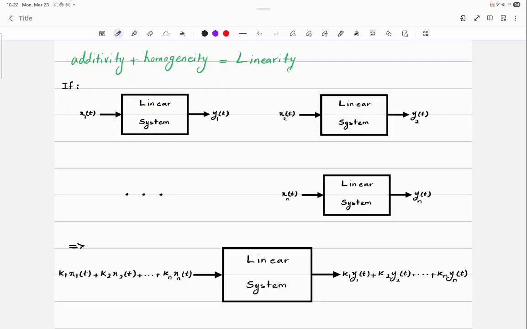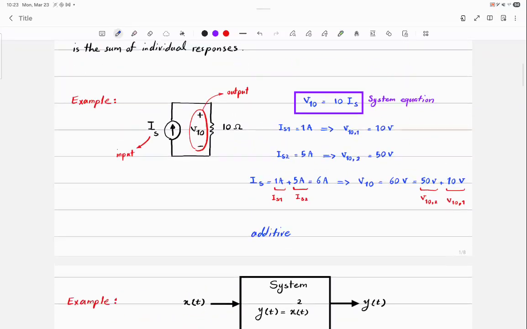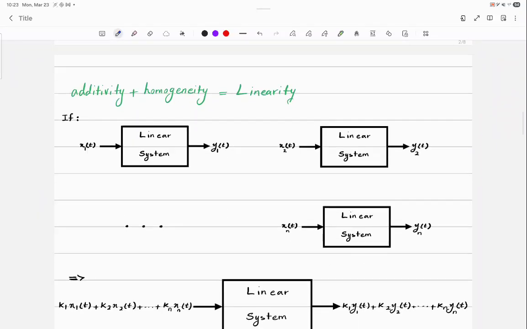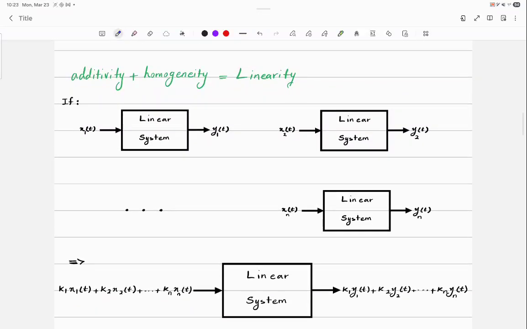Can someone tell me why this could be important in simplifying the circuits? Let me give you a hint. From the example that I did, the simple current source and the voltage that we just did. In circuits, what do we usually consider as inputs of the system? Independent sources, either voltage or current sources. Now, can you tell me what kind of advantage this will give us?